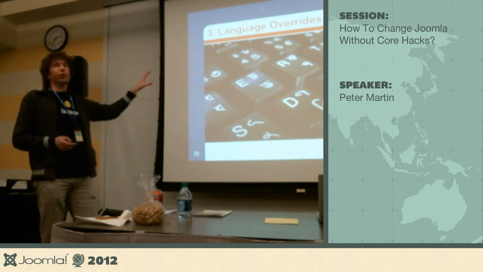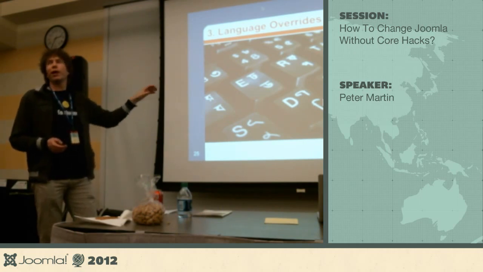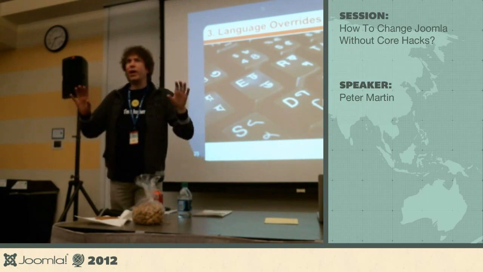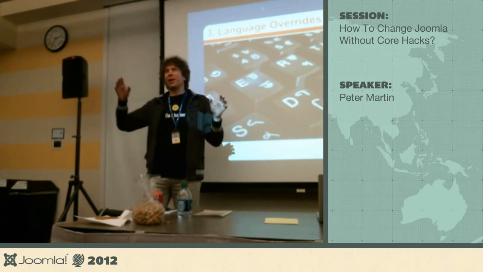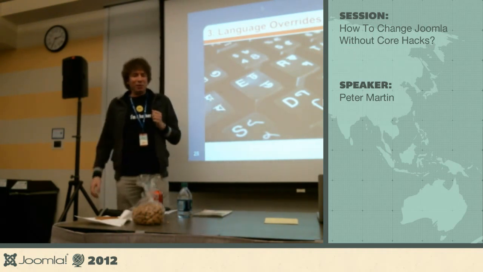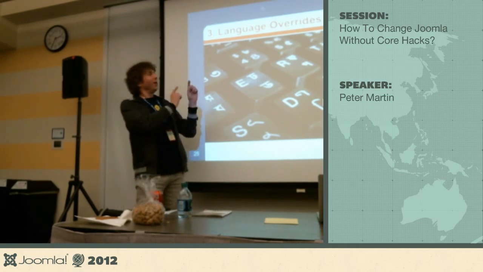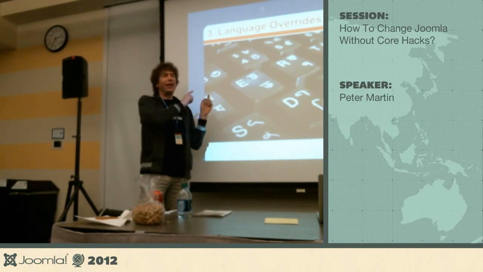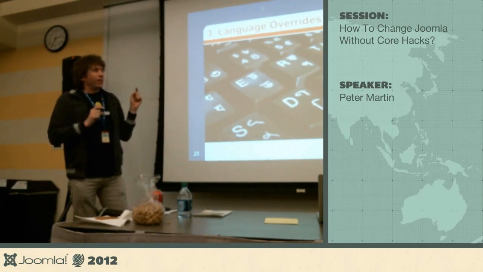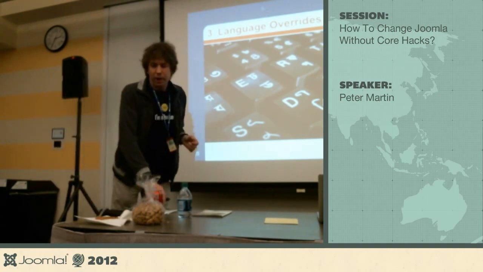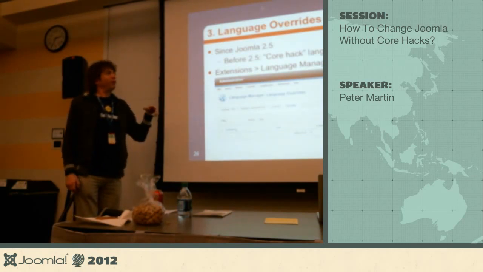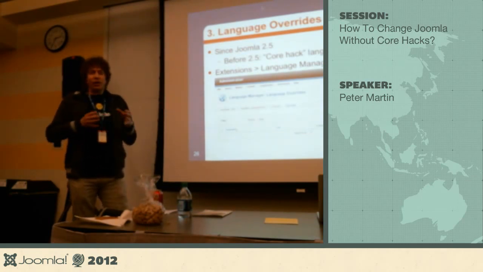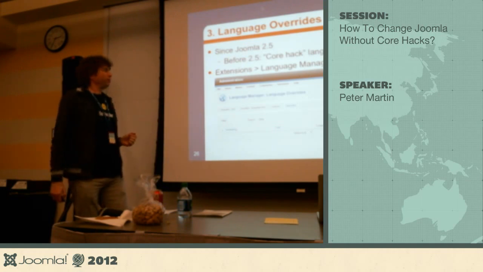I would like to go to the third option you have. It's called language overrides. When I asked you here who uses core hacks, not everybody did. But I think some people were lying, or they didn't know that changing something in a language file is also a core hack, because it is. Language overrides make it possible to do it in a neat way. Before Joomla 2.5, you had to core hack the language files to change anything in the system labels of Joomla.